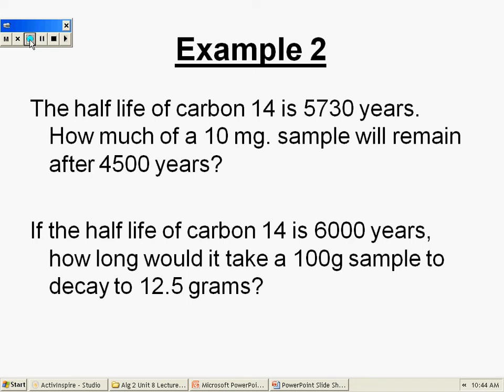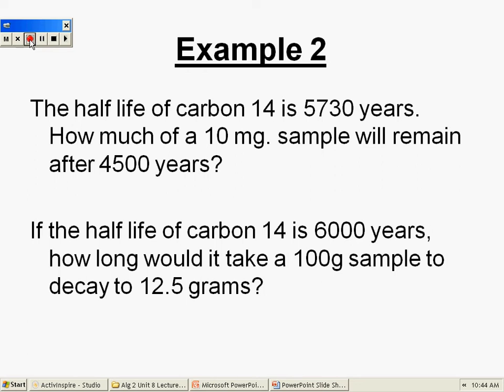All right. Now, a lot of times they will round the 5730, which I believe is the actual half-life of carbon. They'll round it to 6,000 years just to make the calculations a little simpler, so there you go. All right. If the half-life of carbon-14 is 6,000 years, how long would it take 100 grams to decay to 12.5 grams? Let's see.